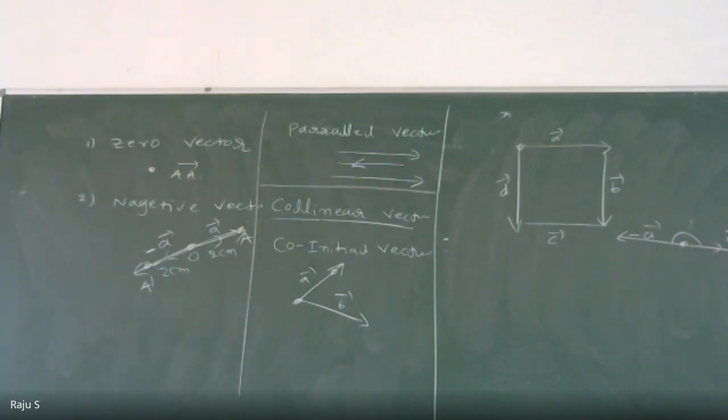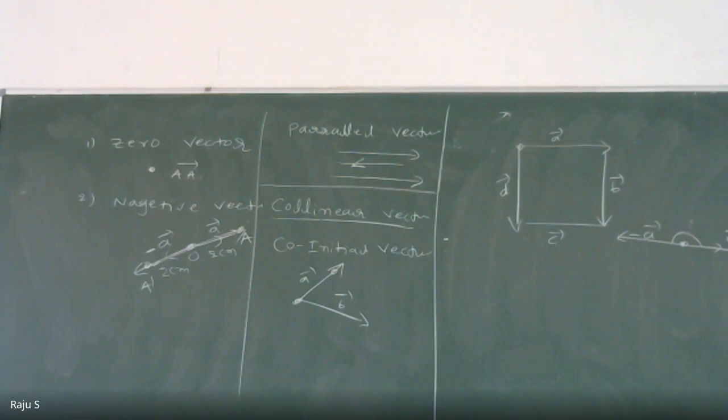Third option, true or false? False, not necessary. Fourth one, collinear vectors having the same magnitude are equal. Why is it false? Opposite direction also. Yeah. Question number 5. Question number 3.